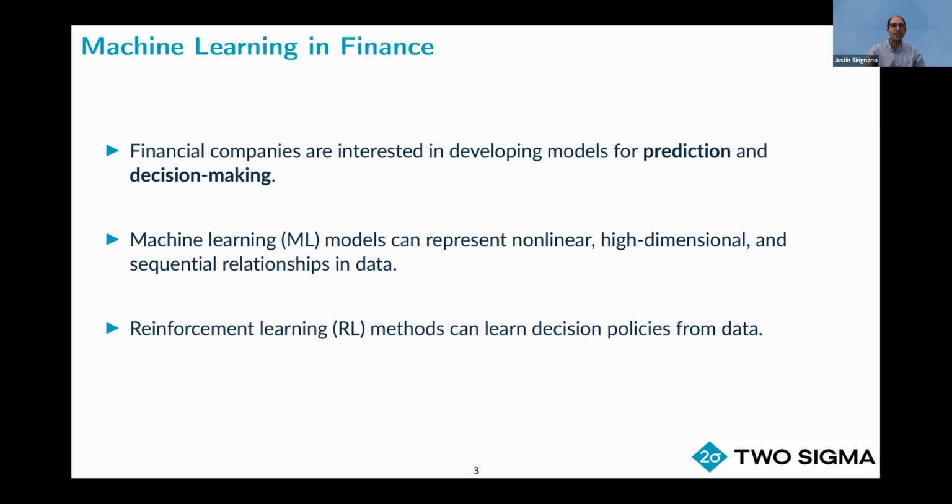Reinforcement learning is a class of methods which can learn decision policies directly from the data. Reinforcement learning trains a model to map the data to an action with the goal of maximizing an appropriate objective function.